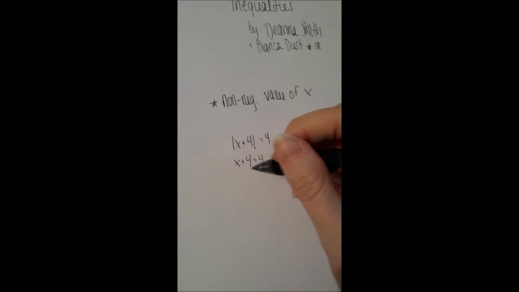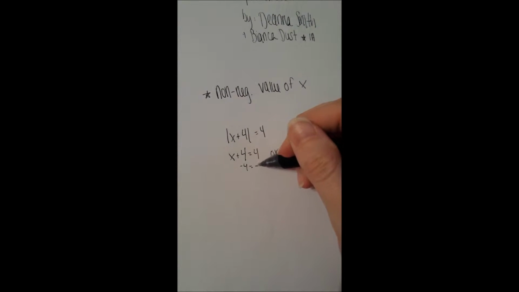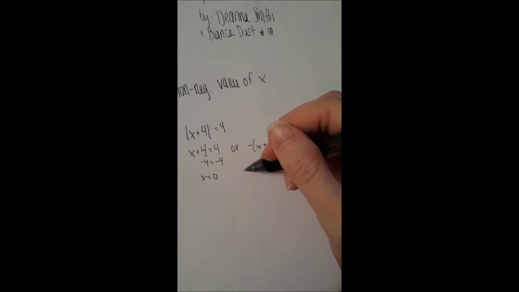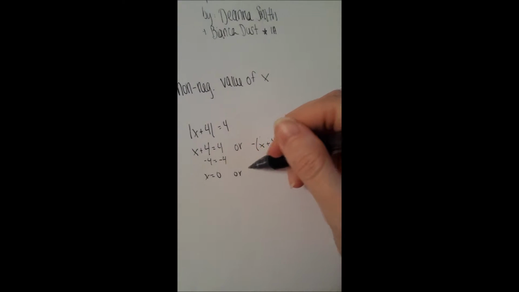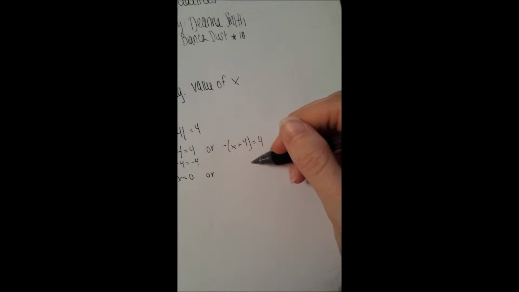On the first side, we're going to have x plus 4 equals 4. To solve this side, you'll have to subtract 4 from both sides to get x equals 0. We're done for this side. x equals 0 is your final answer. Now for the other side.